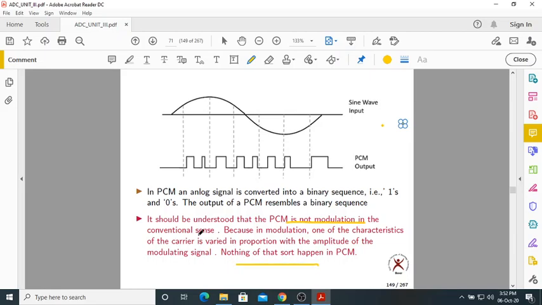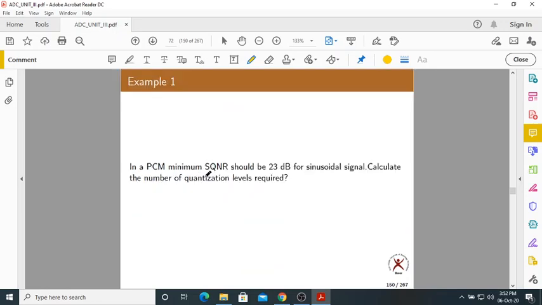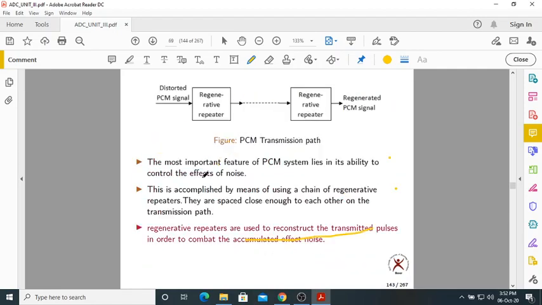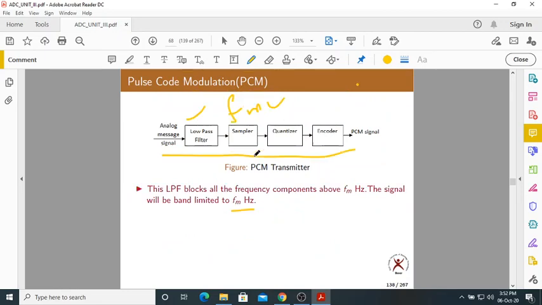Just read it: one of the characteristics of the carrier is varied in proportion with the amplitude of the message signal. Nothing of that sort is happening in PCM. There is no variation of the carrier according to the message signal. First of all, there is no carrier at all. So it is not a modulation technique conventionally. Then why do we call it a modulation technique? Because in the sampling process, we are doing something like modulation.